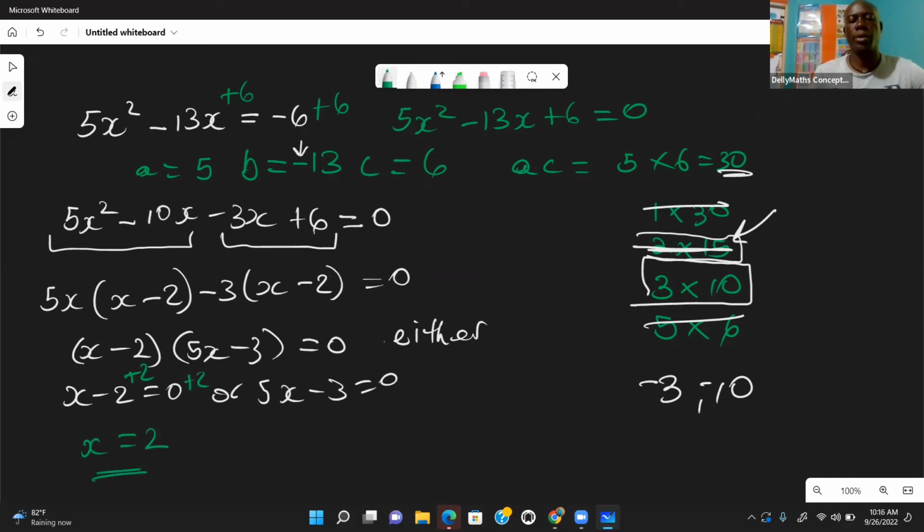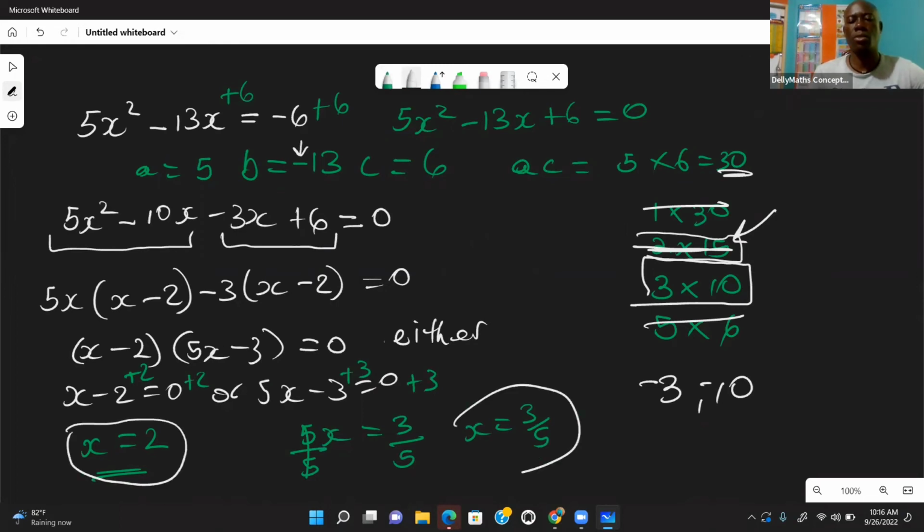On the other hand, we're going to be adding 3 there. So 5x is now equal to 3. Now we'll divide both sides by 5. The other answer will be x is equal to 3/5. So here are my 2 answers. One is saying that x is equal to 2, and the other one says that x is equal to 3/5.